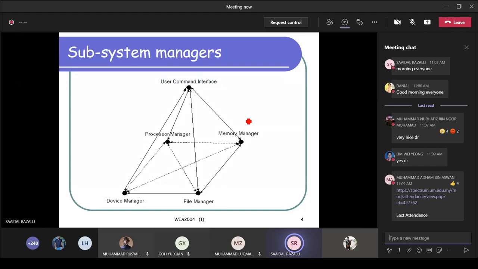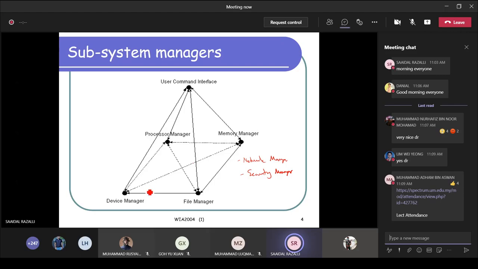So basically you have the user command interface, like CMD or HyperTerminal in Windows. Then you have the processor manager, memory manager, device manager, and file manager. For the basics, now some modern books also call it a network manager, security manager and so on. This is just a term used by some textbooks, but all agree that the system managers are the processor, memory, device and file managers.